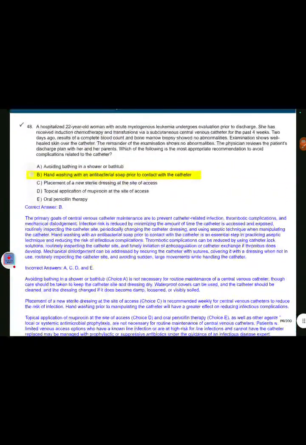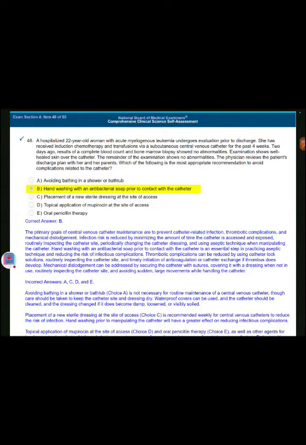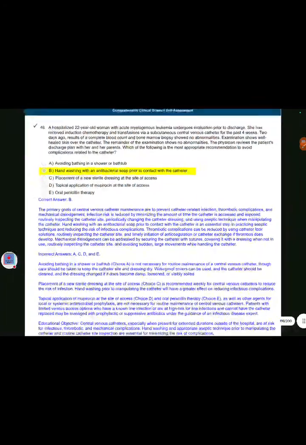Further, a hospitalized 22-year-old woman with acute myelogenous leukemia undergoes evaluation prior to discharge. She has received induction chemotherapy and infusions via a subcutaneous central venous catheter for the past 4 weeks. Two days ago, results of a complete blood count and bone marrow biopsy showed no abnormalities. So, a 22-year-old woman is there.